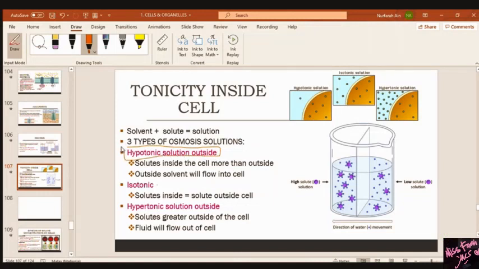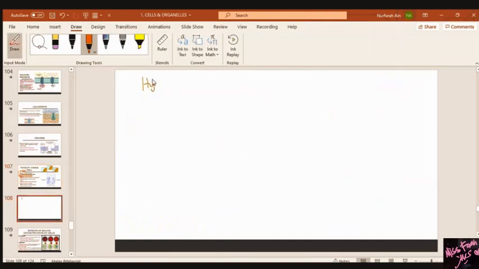So let's take a look at the first one, which is the hypotonic solution. Look at the word hypo here, it gets its name from a Greek word that means low. For example, hypoglycemia means low blood glucose level. So with hypotonic solutions, you're talking about low solute concentration. We are particularly highlighting the solute concentration. Let's see an example.